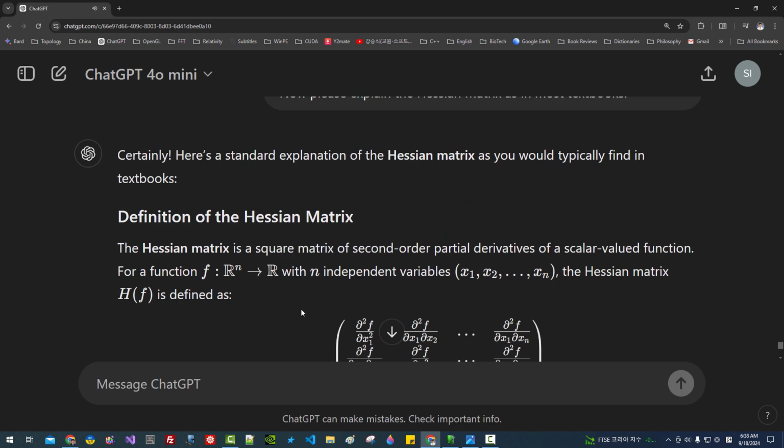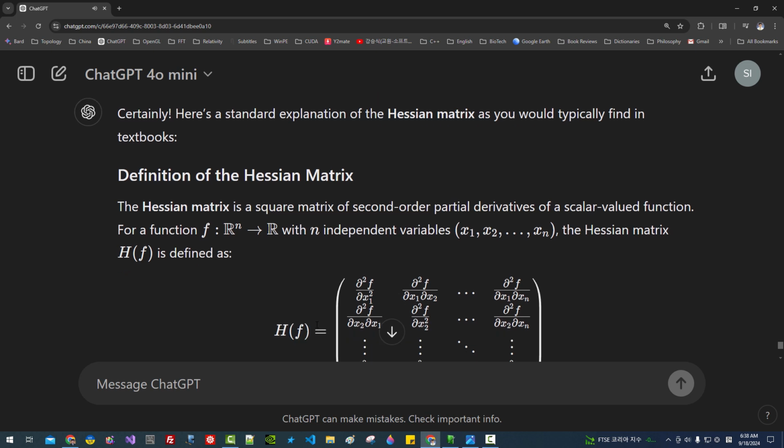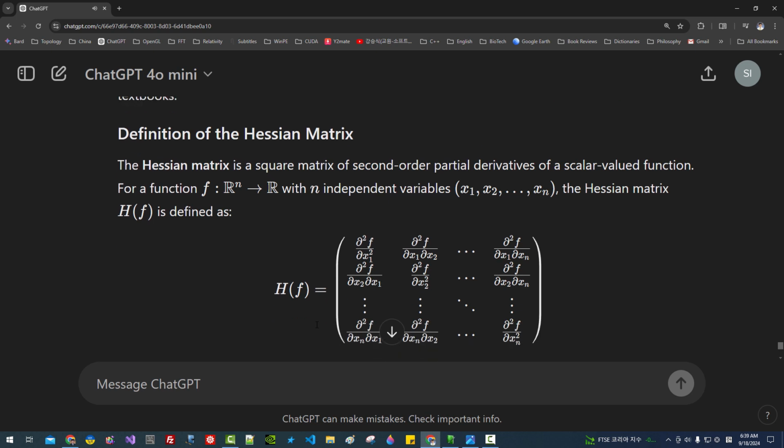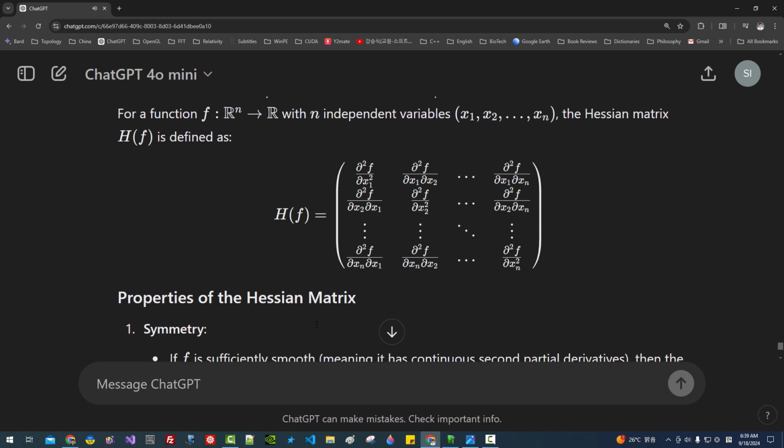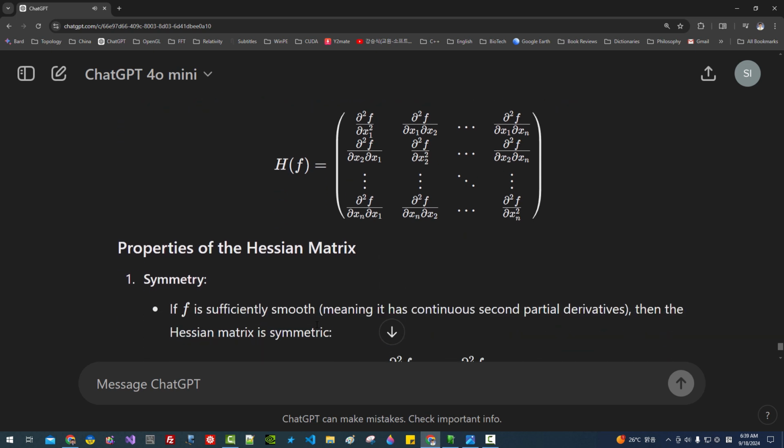Certainly. Here's a standard explanation of the Hessian matrix, as you would typically find in textbooks. Definition of the Hessian matrix. The Hessian matrix is a square matrix of second-order partial derivatives of a scalar-valued function. For a function f from R^n to R with n independent variables x1, x2, ..., xn, the Hessian matrix H_f is defined as the matrix with entries ∂²f/∂x1², ∂²f/∂x1∂x2, ..., ∂²f/∂x1∂xn, and so on.